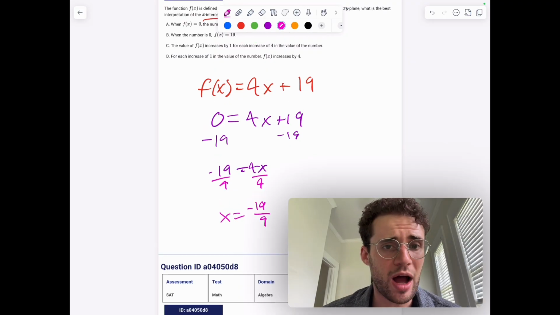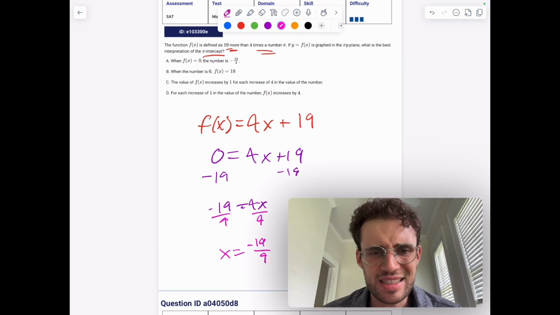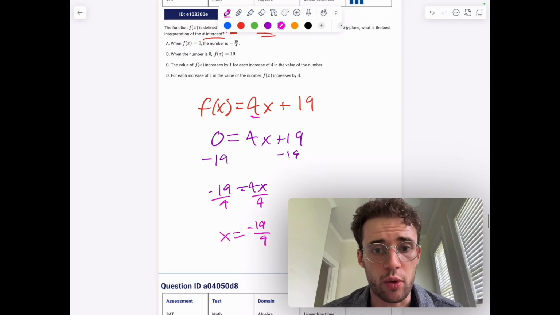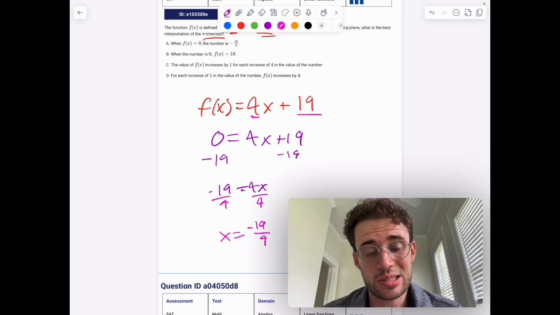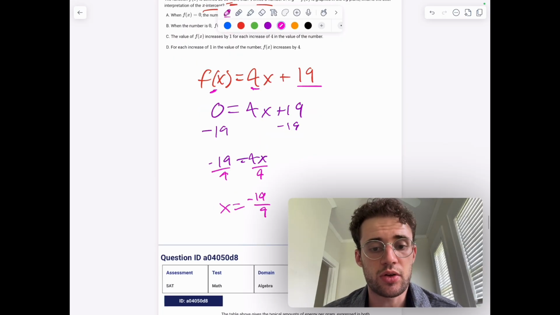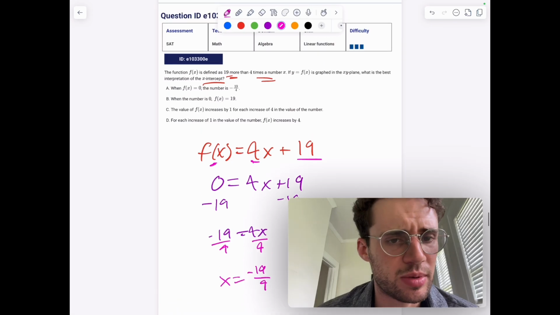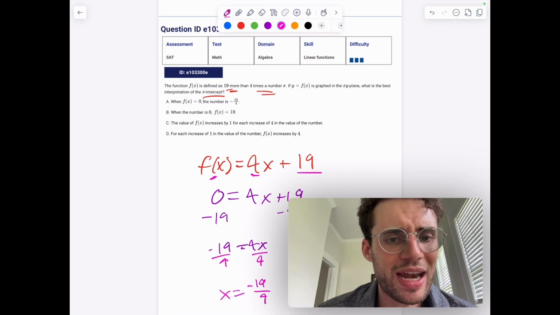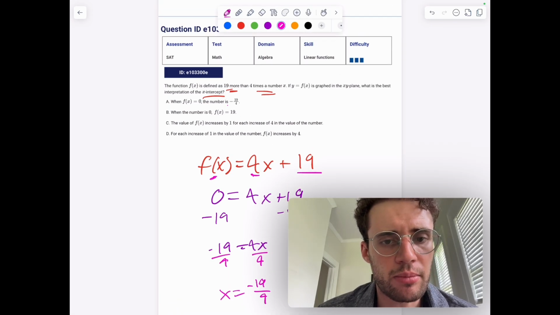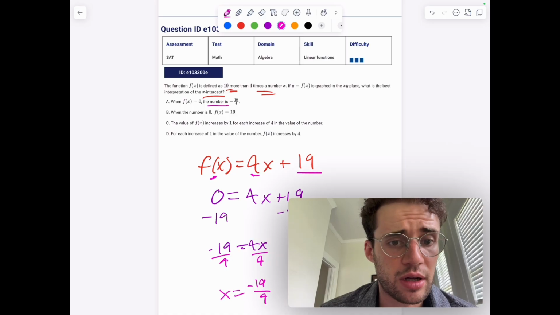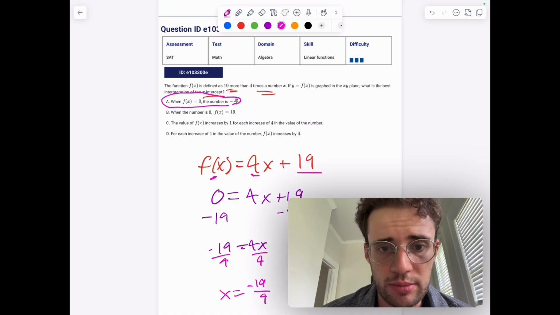fourths. So when y is 0, or your output is 0, it doesn't say what it's modeling, but our slope was 4, our y-intercept is 19, so that's where you start. To reach an output of 0, you need to input negative 19 fourths. So it'll be something along those lines. So when f of x equals 0, the number is negative 19 fourths. Okay, that sounds good. By the number, they're talking about x.